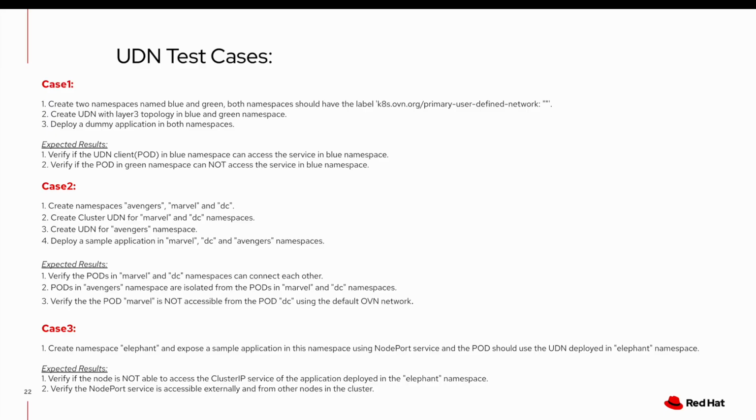The test cases that we have performed in the last slide. In case 1, blue pods can talk to its service using the UDN network, which is expected. And the green pod cannot talk to the blue service, which is also expected in UDN network. In case 2, Marvel and DC pods can access each other, but they cannot talk to any other namespaces like Avengers. Similarly, the Avengers pod cannot talk to Marvel and DC pods because Avengers has the separate UDN defined in this namespace.